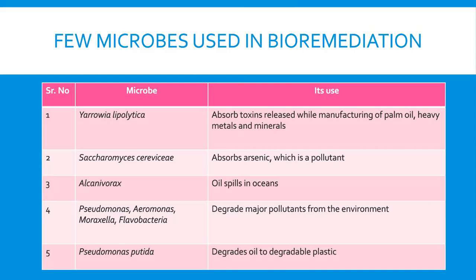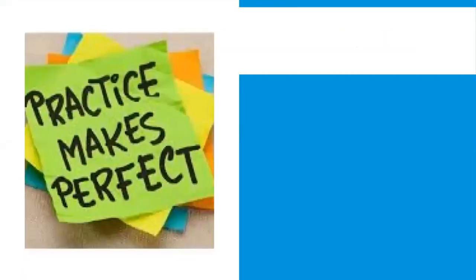Then there is Pseudomonas putida. Now what is Pseudomonas putida? It degrades oil to degradable plastic. So it is converting oil into degradable plastic. So it is generally used when oil spills take place in oceans and all of that.